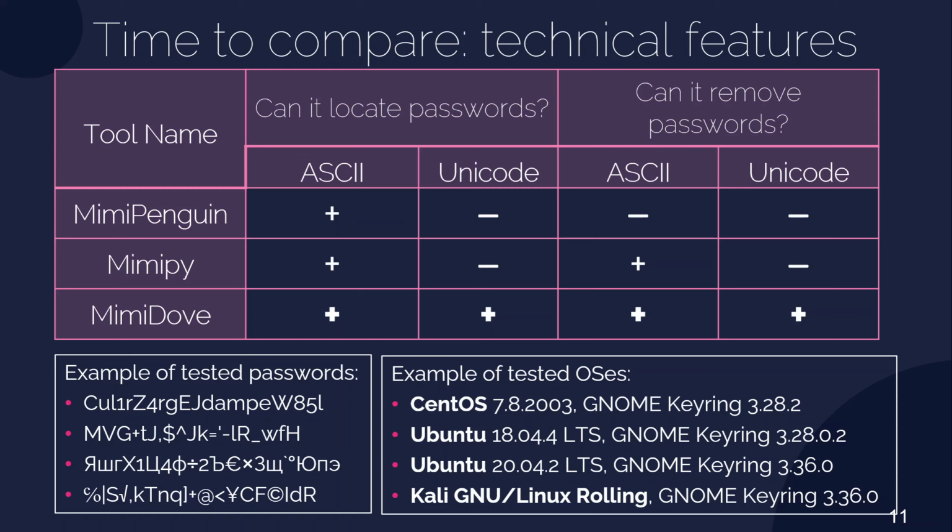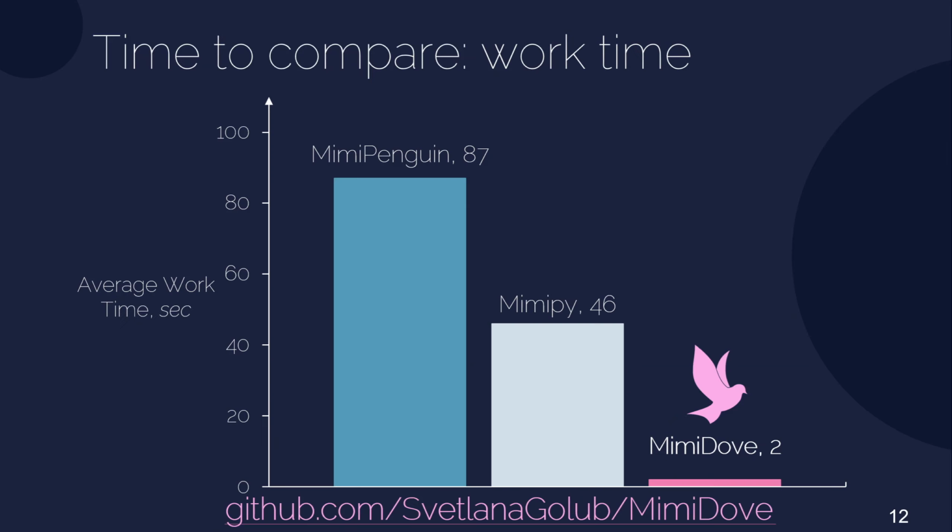MiniDaf has been successfully tested using the following passwords and the following operating systems. We can see CentOS, we can see Ubuntu, and we can see Kali GNU Linux. Here is the time comparison figure, which shows how much faster MiniDaf is. The source code of MiniDaf is uploaded here.